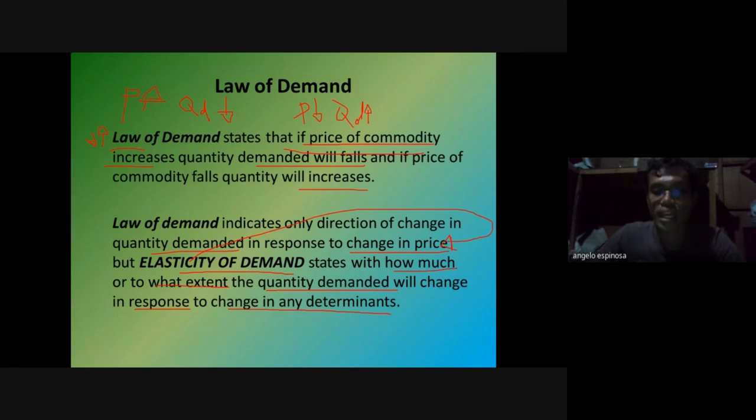Okay, ulitin ko. Elasticity of demand states how much, magkano, or to what extent the quantity demanded will change in response to a change in any determinants. So, ano yung mga determinants? Yung sinabi ko sa inyo, you have the word biter. They are the reason why nagkakaroon ng changes sa quantity demanded. Okay? So always remember that the law of demand, or demand, is inversely proportional. They are inversely proportional in relationship. So that is what we call elasticity of demand. So it talks about the changes in response to the change of price.